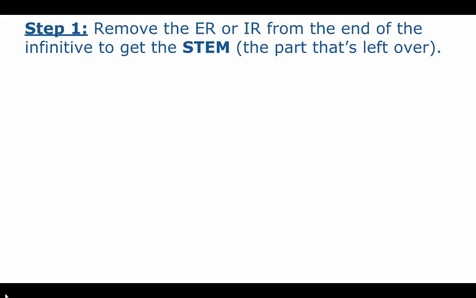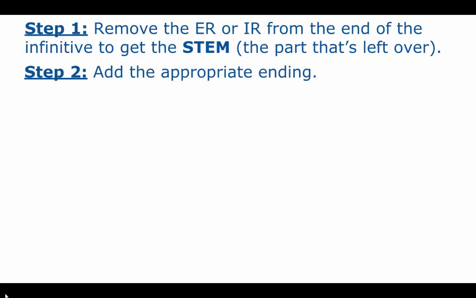The steps of conjugating an ER or an IR verb are the same as they were for an AR verb, where first you remove the ending to get to the stem. So in this case, you're going to remove the ER or the IR from the end of the infinitive to get to our stem. Then you're going to add the appropriate ending. And this is where the ER and IR verbs differ from the AR verbs because the endings are slightly different. So that's what we're going to explore today.